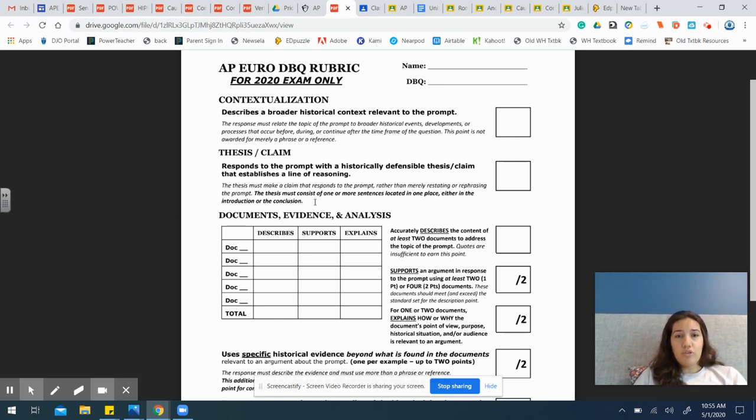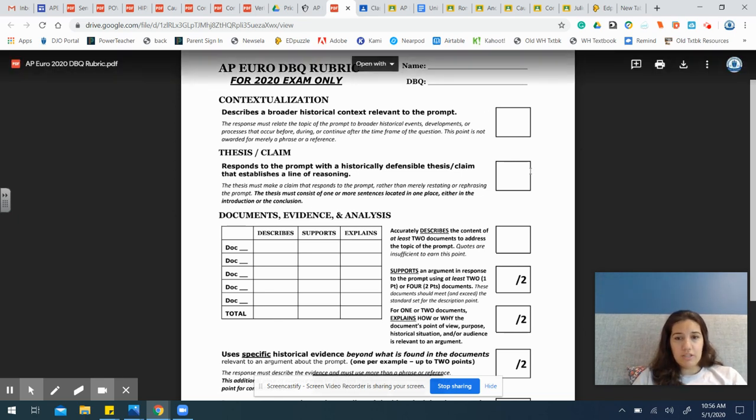So you will put your thesis in the introductory paragraph, and I would practice putting it in the last sentence or two of your introductory paragraph. Okay, it has to be an introductory paragraph. It will not count if your thesis statement is in your body paragraphs. Okay, so that's the point here.